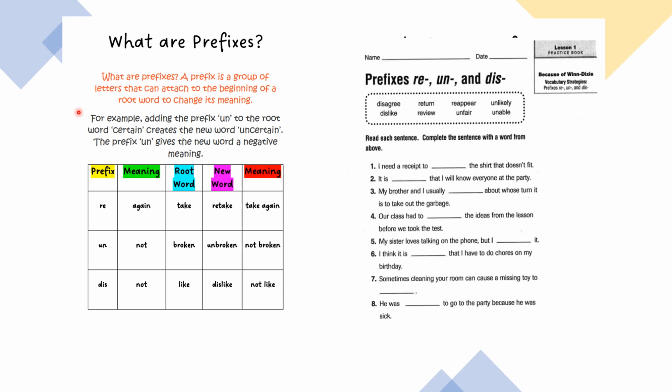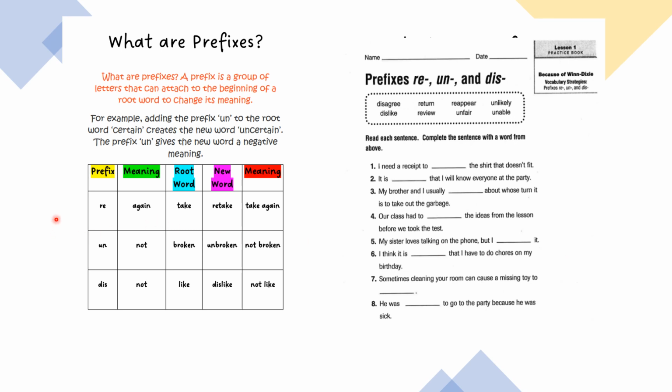What are prefixes? Well, a prefix is a group of letters that can be attached to the beginning of a root word to change its meaning. For example, adding the prefix "un" to the root word certain creates the new word uncertain. The prefix "un" gives a new word a negative meaning. Well, in the story Because of Winn Dixie, we will be working with the prefixes re, un, and dis. And this is the worksheet that will be due to me on Friday, which will be taken for a grade.